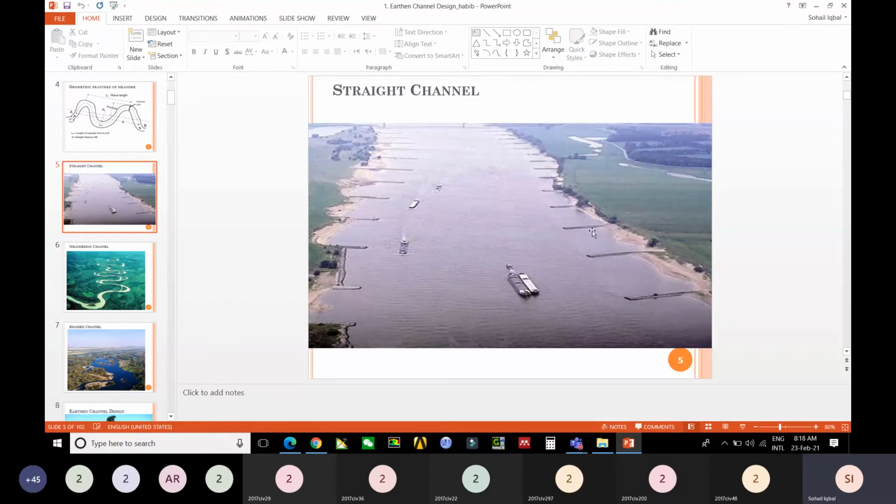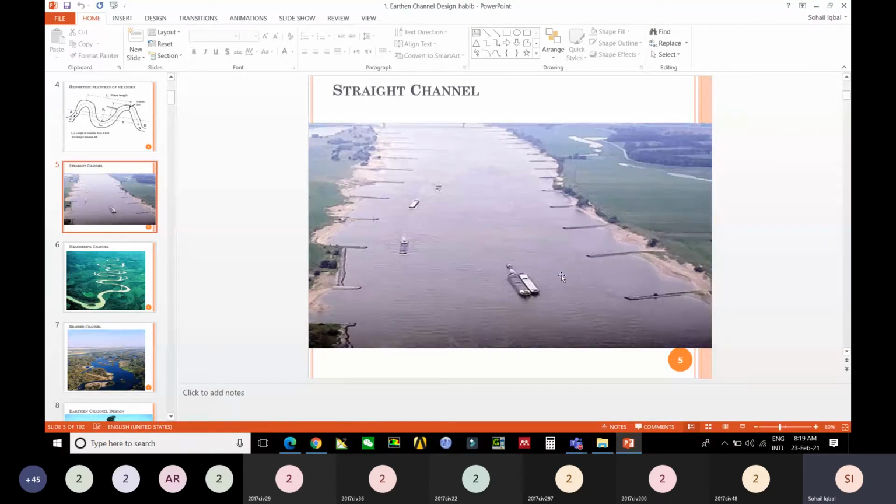Spur dikes are provided along the rivers to counter the erosion of the banks, because if we do not provide them, then definitely the main channel will change its direction, and it will convert from a straight channel to a meandering channel. So we have to provide these spur dikes to counter the erosion of the river bank.